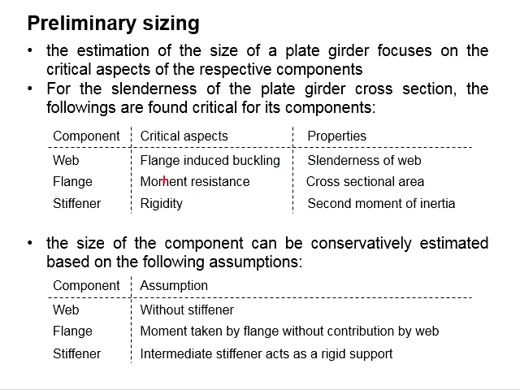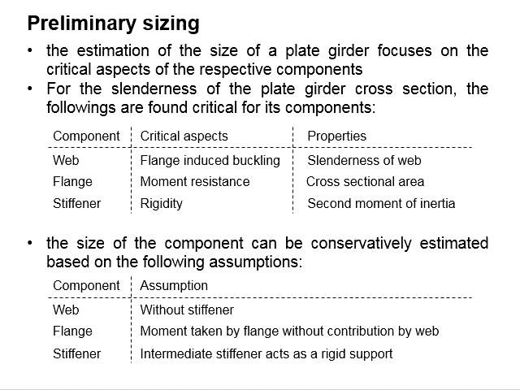As for the flange, we are looking into the moment resistance of the plate girder, which is directly correlated to the cross-sectional area of the flange. And for the stiffener, we are looking into its rigidity as a support. So, the respective property is related to the second moment of inertia of the cross-section.